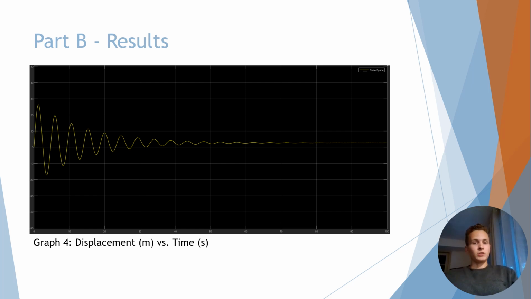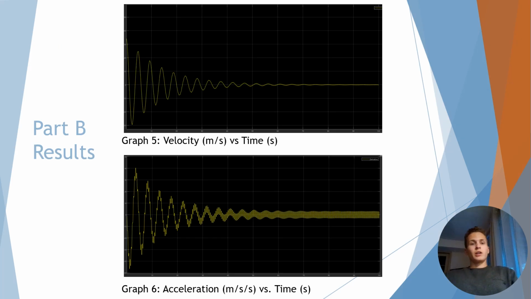As shown in the graph, the UAV rapidly bounces back and forth. The velocity of the UAV also rapidly oscillates. The acceleration peaks at around 45 meters per second, which may damage the craft.